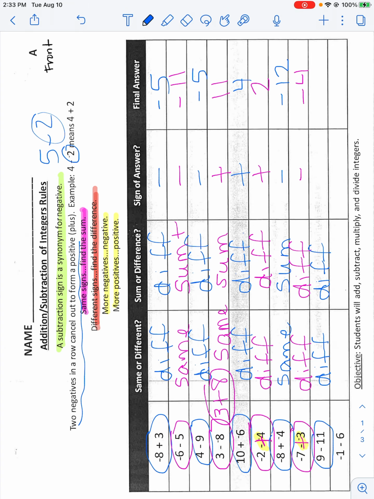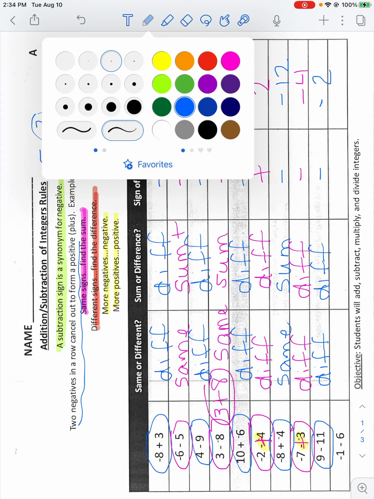I have 9 positives and 11 negatives. I have more negatives, so my sign's going to be negative for my answer. 11 minus 9 is 2, and my answer is going to have to be a negative 2.